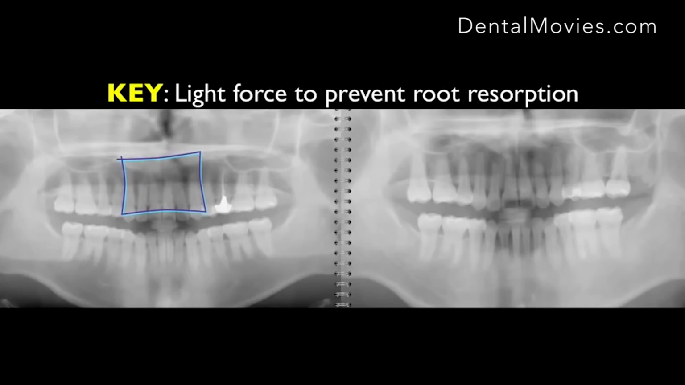Okay, 5 minutes. And the key for intrusion is you need to apply light force in order to prevent root resorption. So you need to check the x-ray to find out if there is any resorption there. And look at that profile. You'll be surprised. Is that the same girl? It looks totally different. And the face is getting longer, and also they have the so-called vortex effect.